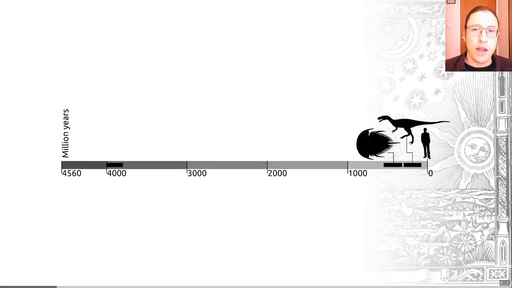So if we're looking at the deep history of life on Earth, this is the time scale that we're operating on. So the Earth has its origins some 4,560 million years ago. That's a long time. This is a timescale up to the present day. The present day is marked by a silhouette of a person here, a human being.